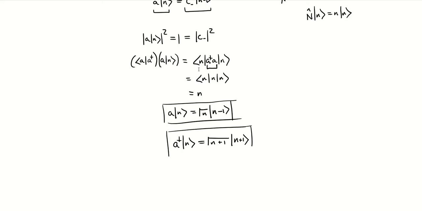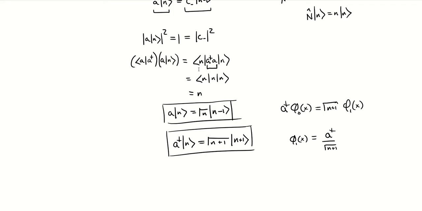So we can use these to derive the rest of our spectrum, because we know our ground state wave function, which we solved above. If we act on that with our raising operator, we essentially get root n plus 1 times the next excited wave function, which means our n equals 1 state is just going to be a dagger over root n plus 1, with n being 0.